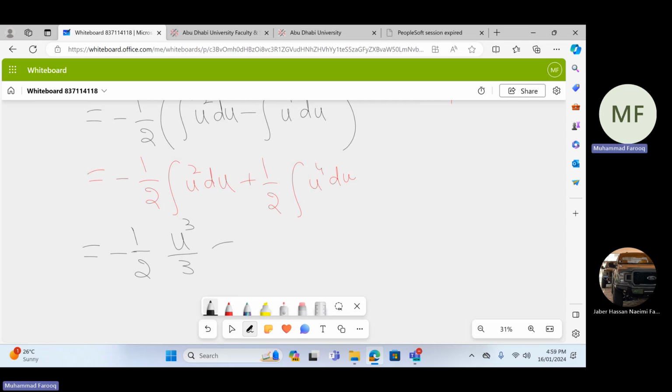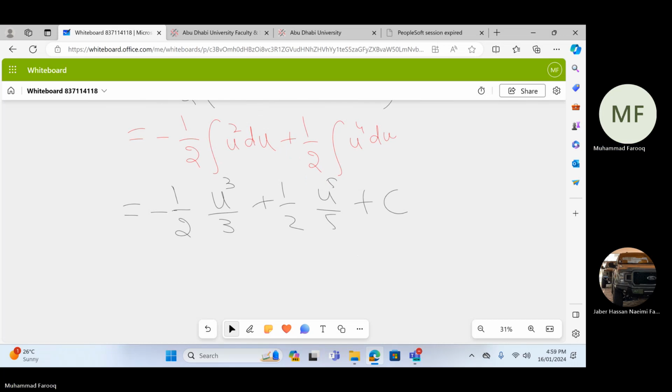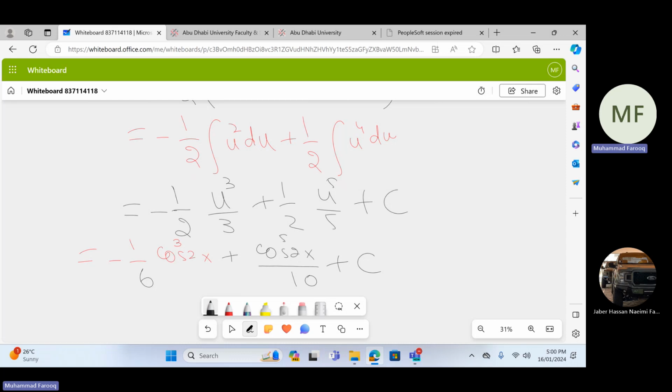U to the power 3 over 3. How much is U to the power 4? 5 over 5 and plus C. I hope you understand. Put back your value. What is U? Cosine 2x. So cosine 2x with power how much? 3. 3 times 2. This 3 times 2 how much? 6. So better make 6. 5 times 2 is 10. So U is cosine 2x power 5 divided by 10 and plus 3. That's it. You get the answer.